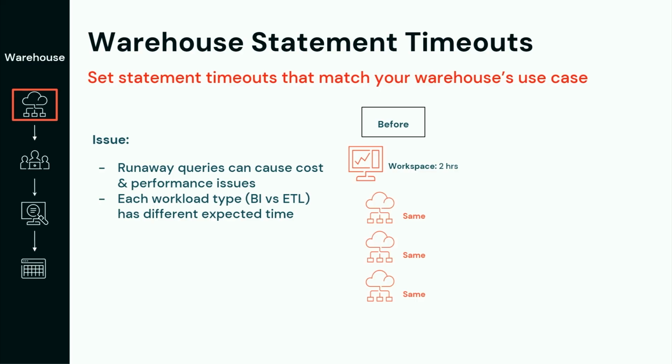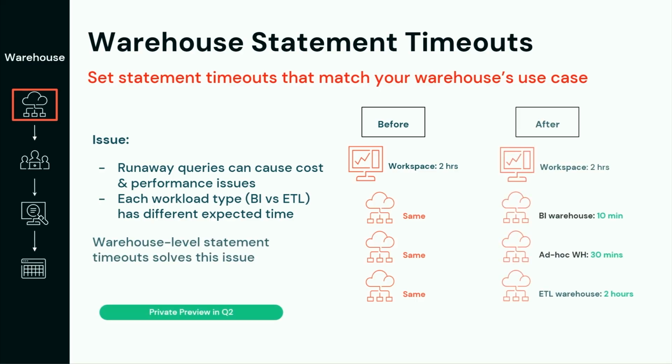Today we have these timeouts at the workspace level. The issue is that depending on the workload type, you may expect different amounts of time for the query to compute. For example, for a BI workload, you might expect it to take 10 minutes versus an ETL workload that you may expect to take an hour. But today we only have this single lever that you can control. The good news is that this quarter we'll be previewing warehouse statement timeouts, which means that you can configure these timeouts at the warehouse level. So you can specify, for this warehouse that I use for my BI workload, set a 10-minute timeout, and then for the ETL warehouse, a 2-hour timeout.